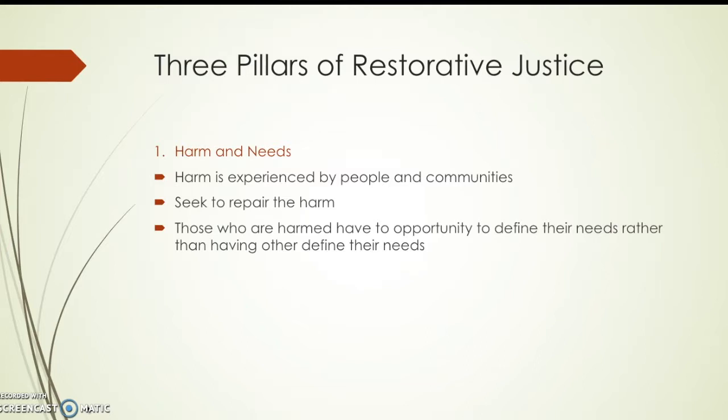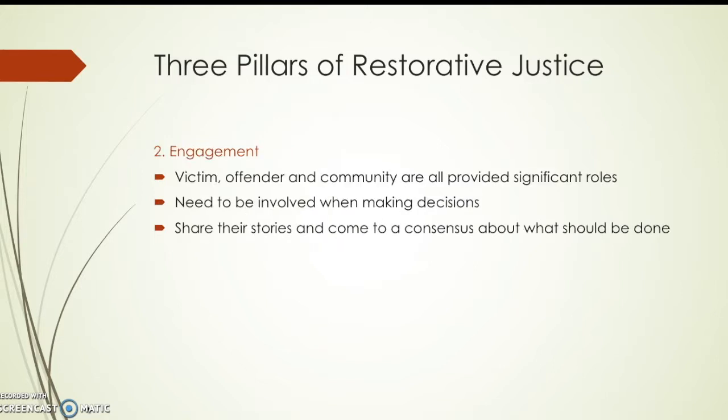This focuses on harm experienced by people and the communities, and the restorative justice practices seek to repair this harm. And we understand that those who are harmed have an opportunity to define their needs rather than having others define their needs for them. So making sure that, again, the victim has a voice.